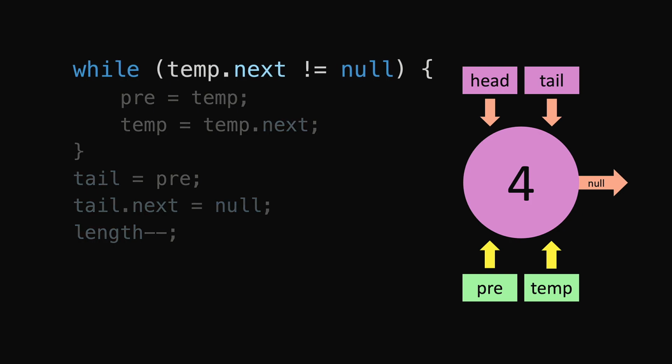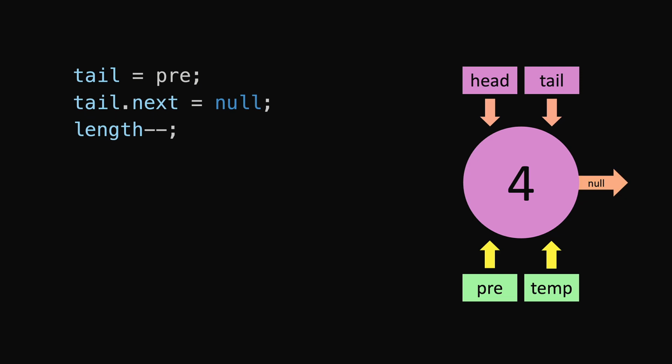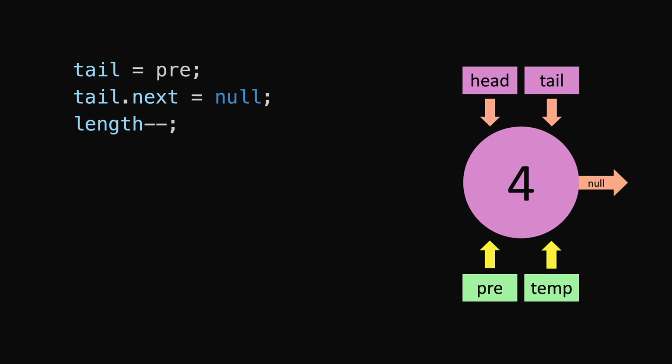So first we'll say while temp.next is not equal to null. Well, temp.next is already equal to null, which means we're never going to run this while loop. So I'll remove that. And we're not going to use the temp variable again, so I'm going to go ahead and drop that out of the diagram.